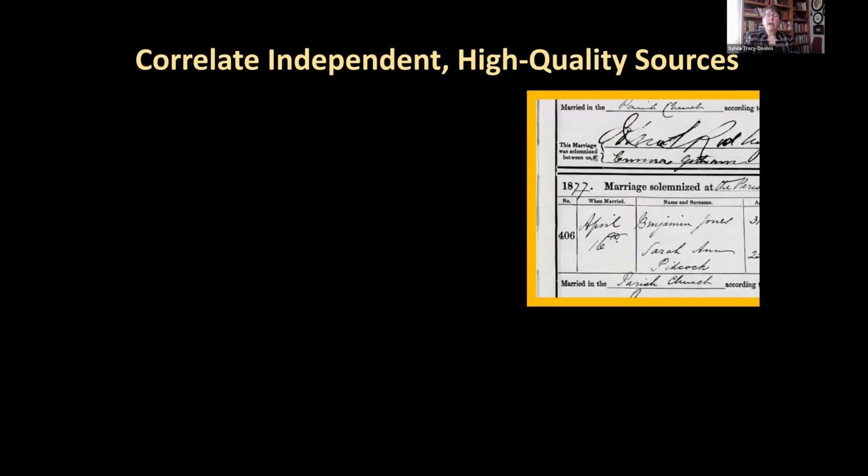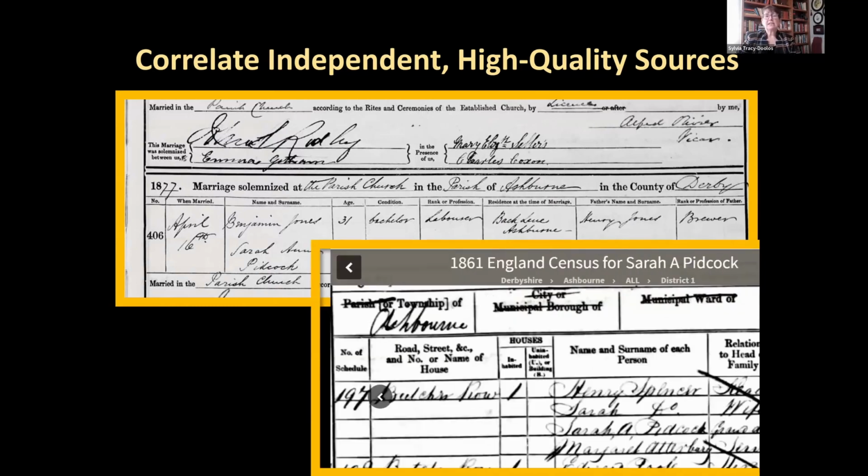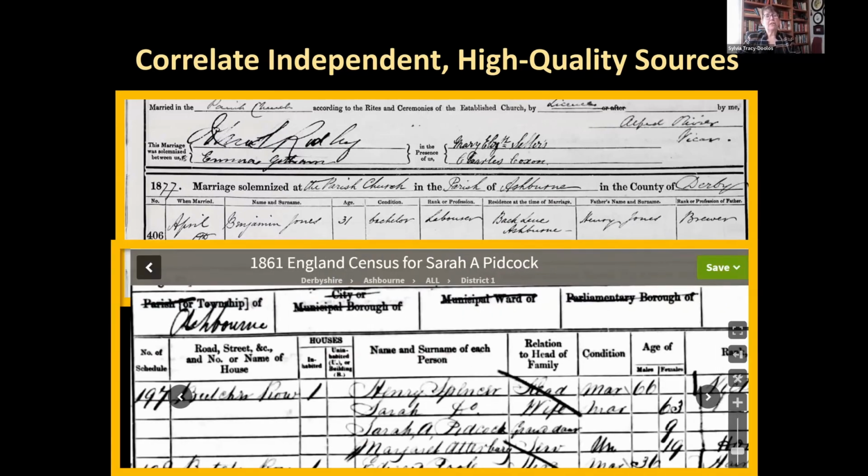So here we have a marriage record for a Sarah Pidcock. And this is a nice record, talks about Sarah getting married as a young woman. We also have a census record for her when she was a little bit younger. These are both high quality independent records because the person who presented the information for her marriage record is very likely not the same person that added her information to the census. So these both fit the criteria of being high quality and independent.